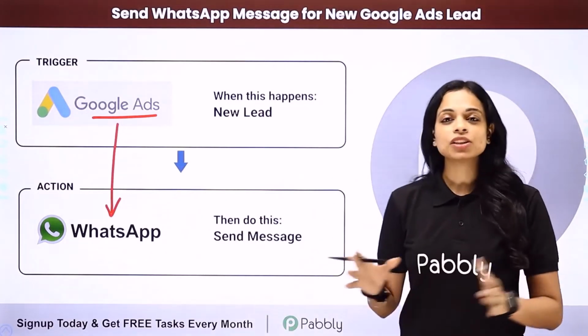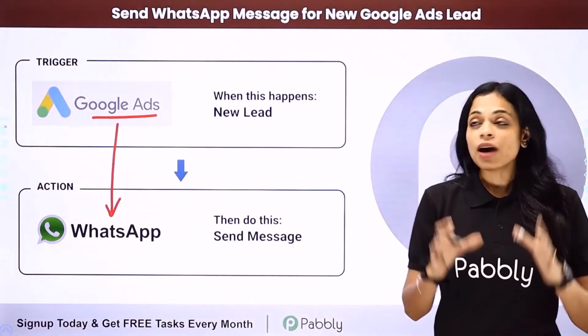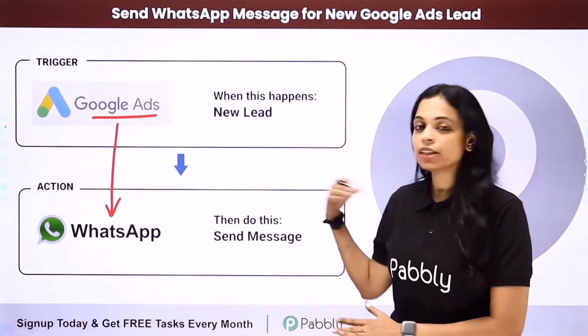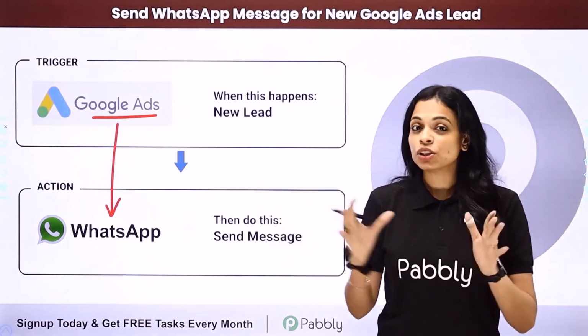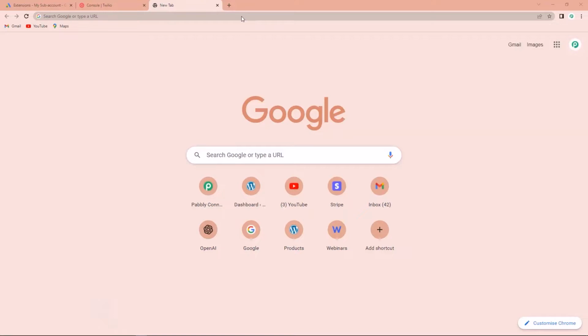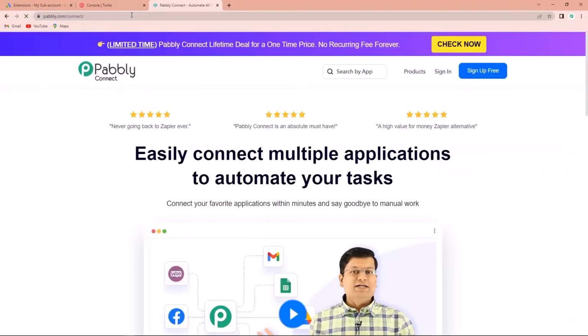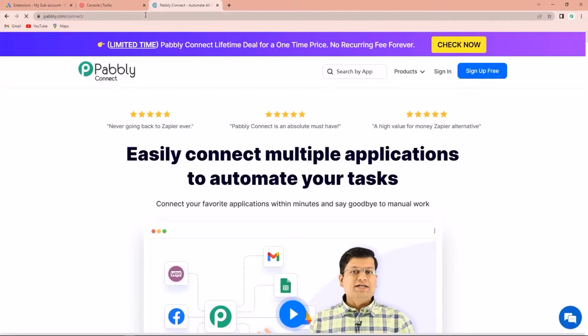Here, your trigger application would be Google Ads and your action application would be WhatsApp. Now, how can you integrate and automate this entire process yourself? To understand that, let me take you to my screen. So to begin with the process, we are first going to type the URL pabbly.com/connect, and as we do that, here we have reached the landing page of this software.